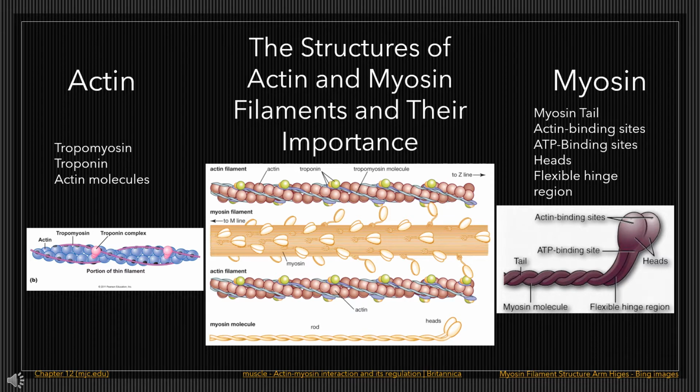Looking to the right of the slide now, we are able to see myosin molecules, which includes the myosin tail, actin binding sites, ATP binding sites, the two heads, as well as the flexible hinge region. At the center of the slide, we will see these two molecules together. The thick filament is made up of thousands of myosin molecules, with the heads neatly laying together to help move the actin along as the two filaments slide past each other. Above and below the myosin filament, we can see the actin filament.